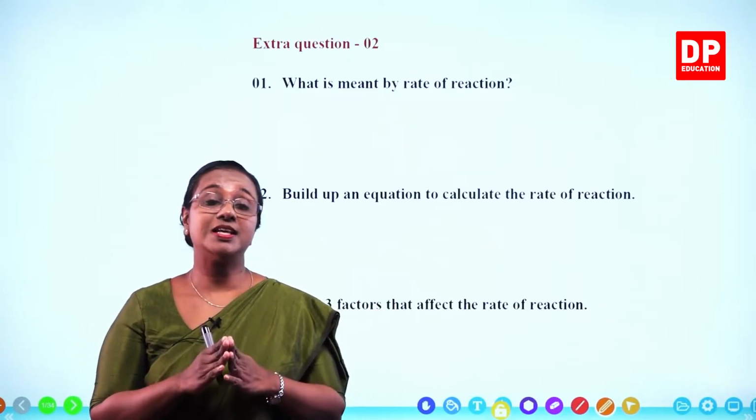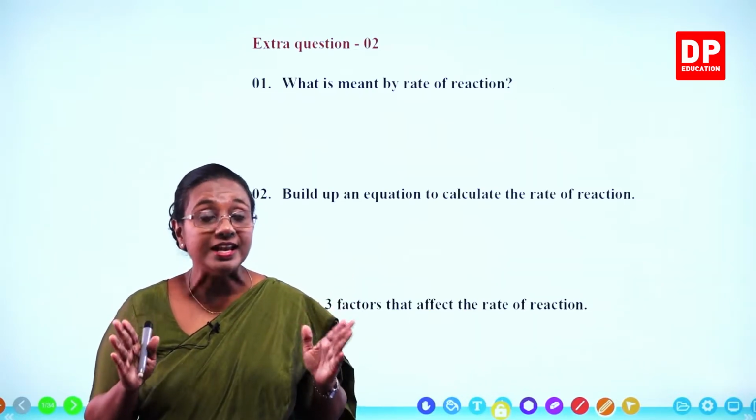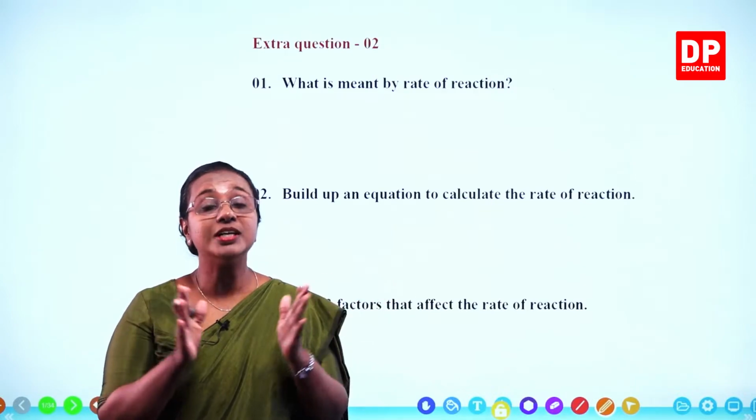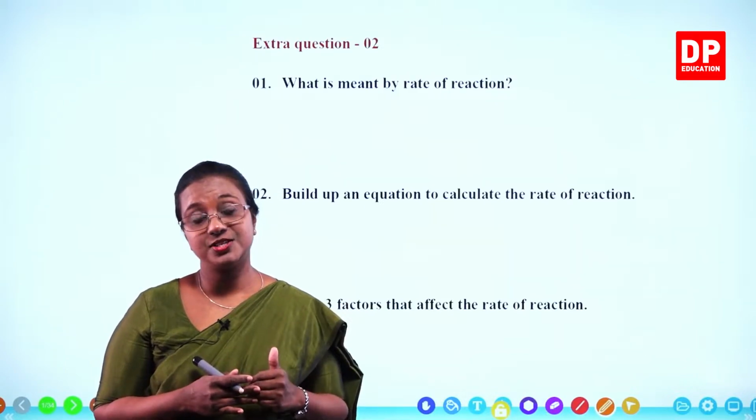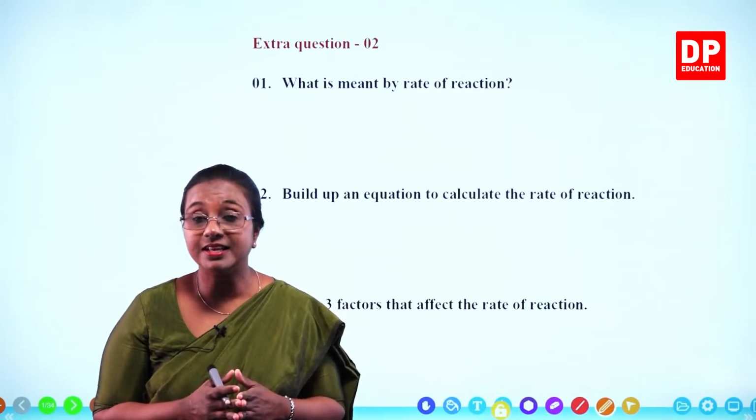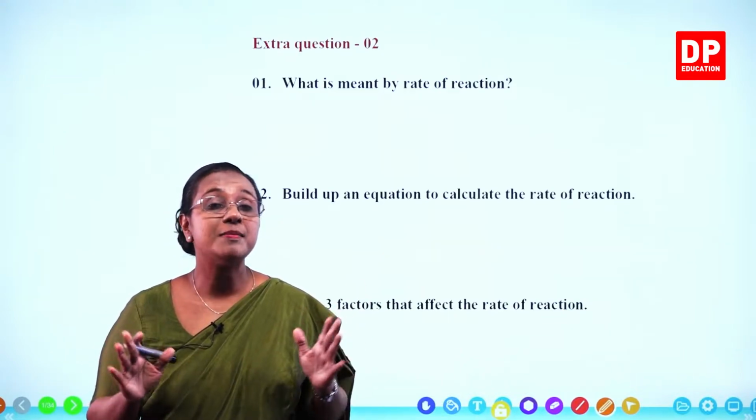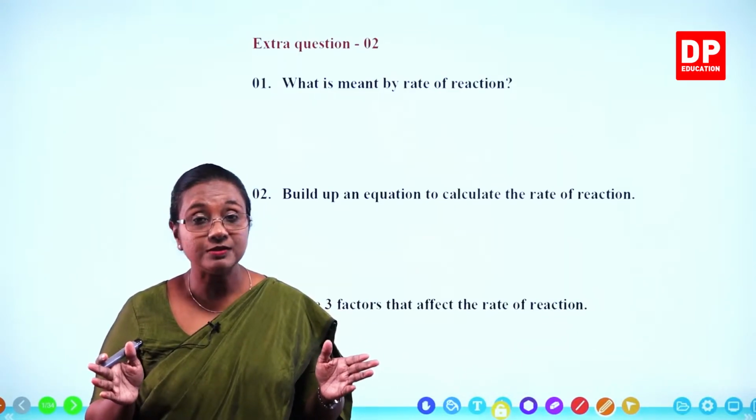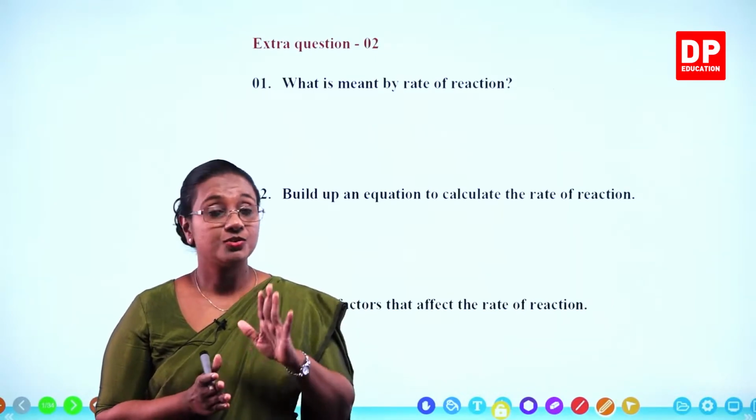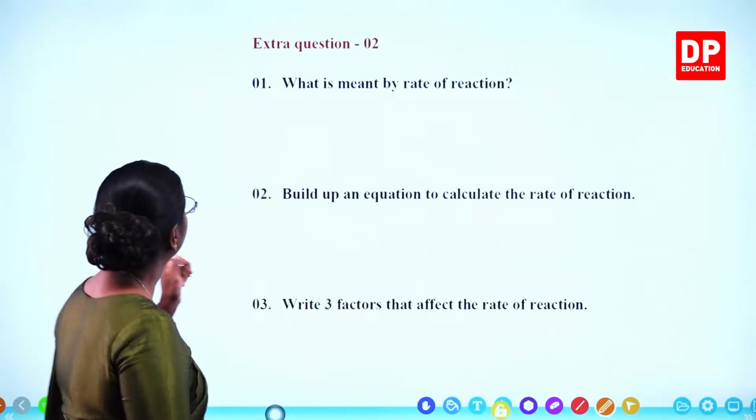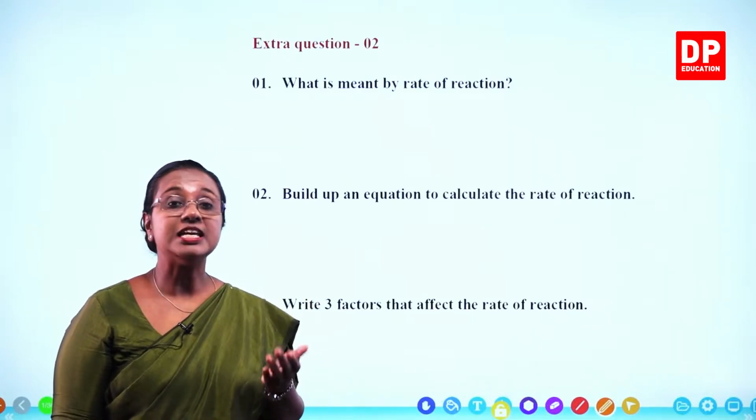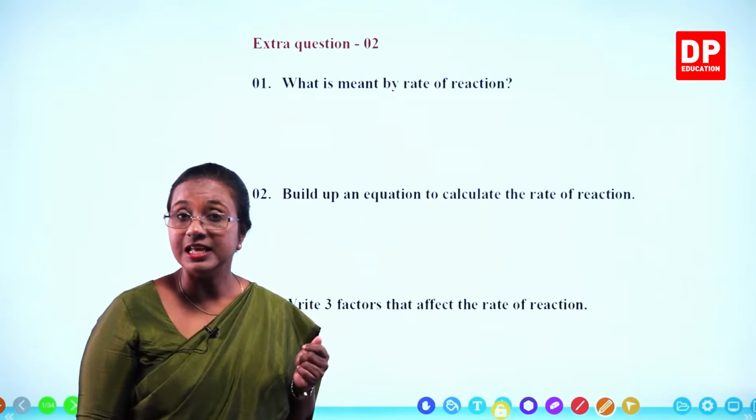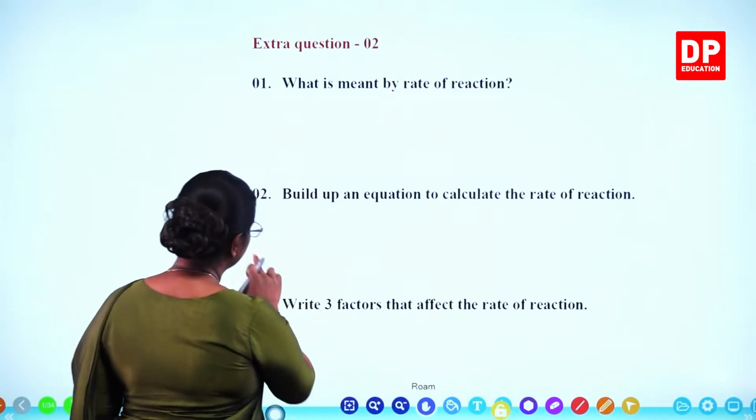And how do they affect the rate of reaction? When a reaction occurs, the reactants have to collide with each other. So if a factor can increase the number of collisions per unit time, then it can increase the rate of reaction. So you are familiar with all these and we discuss some activities as well related to the lesson. So now let's answer the questions. Extra question 2. What is meant by rate of reaction? What I just said. Rate of reaction is the amount of change that occurred in a unit time. So that is what you need to write here.